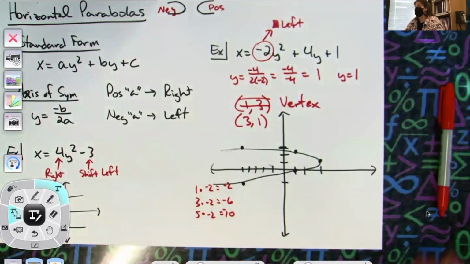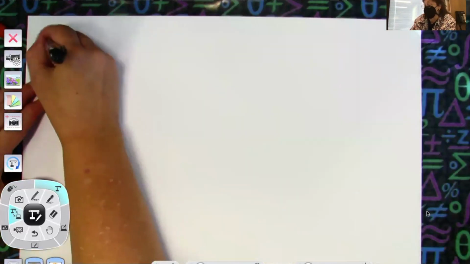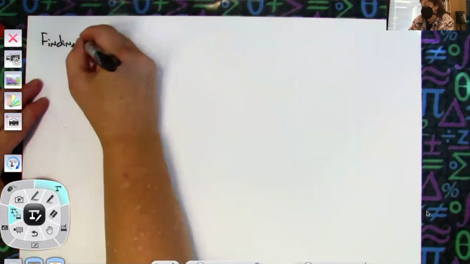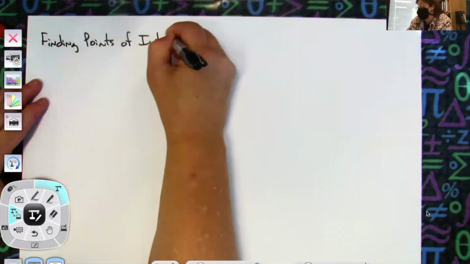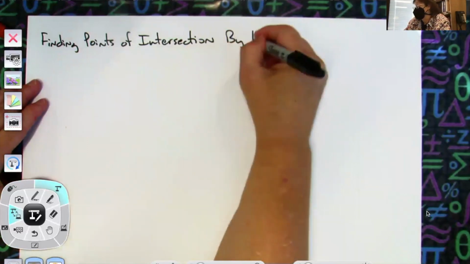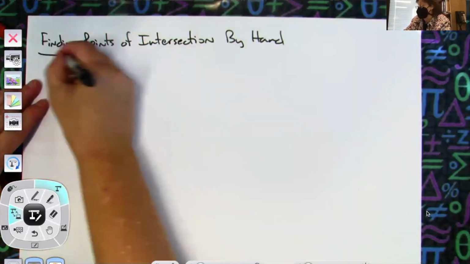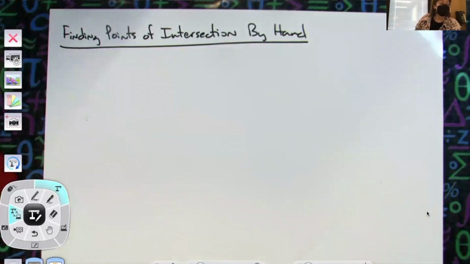Now, something that I know we did on our graphing calculators last year, I'm not sure that we did a whole lot of it by hand. So this year, obviously you can use the graphing calculator, but not on our IU stuff. Let's take a look at finding points of intersection by hand. Because like I said, you can find points of intersection with your graphing calculator with no problem.